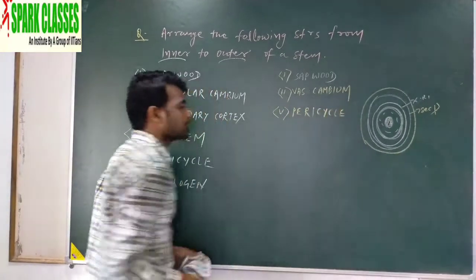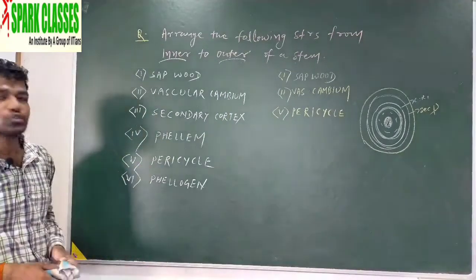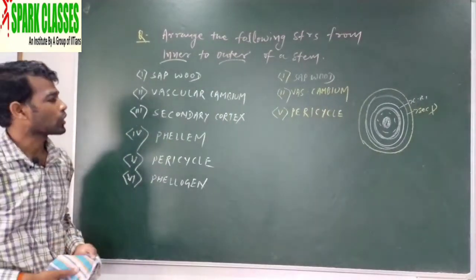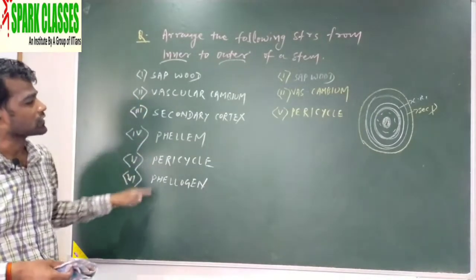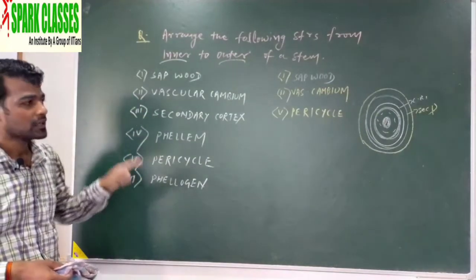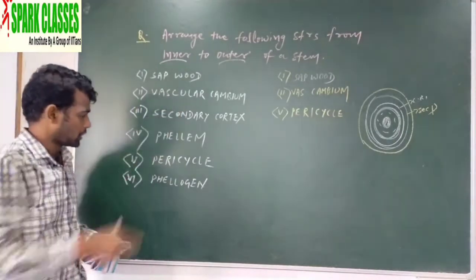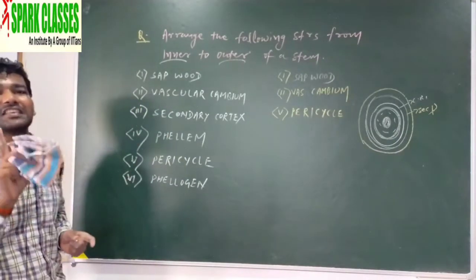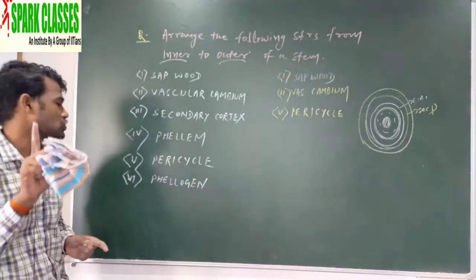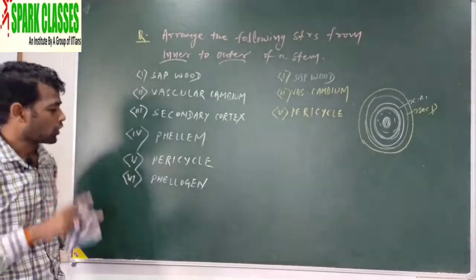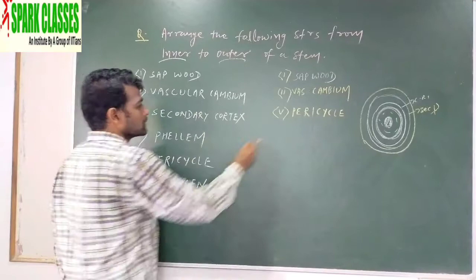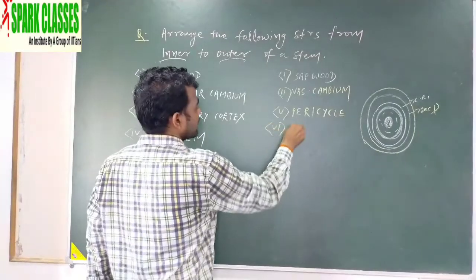Number 5 is pericycle. After pericycle, endodermis will come, but endodermis is not given in the options. Just after endodermis, cortex will come from inner to outer. But cortex is changed into, as we have already discussed, cork cambium. And what is the other name of cork cambium? Phellogen. So next is phellogen.